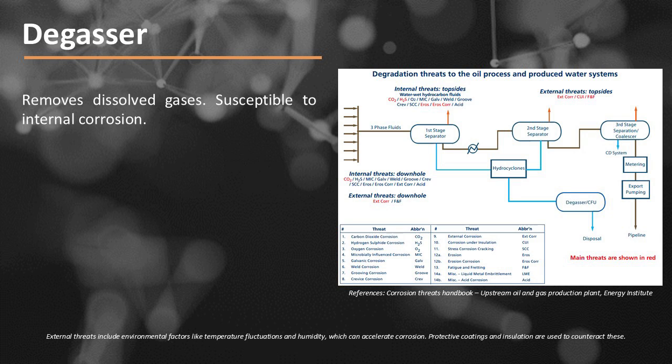Degassing removes dissolved gases. Susceptible to internal corrosion, external threats include environmental factors like temperature fluctuations and humidity, which can accelerate corrosion. Protective coatings and insulation are used to counteract these.